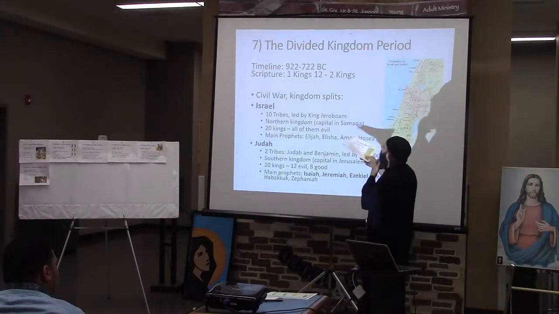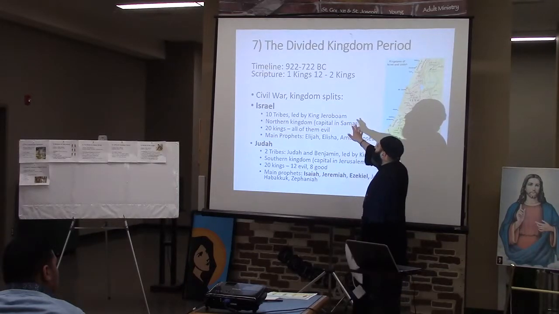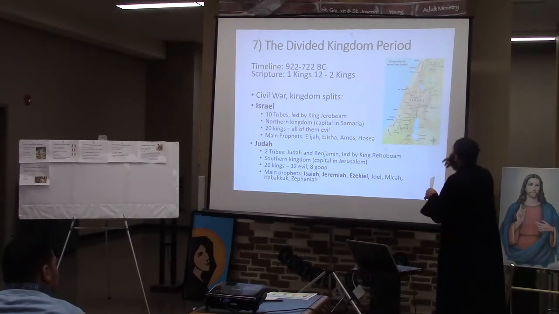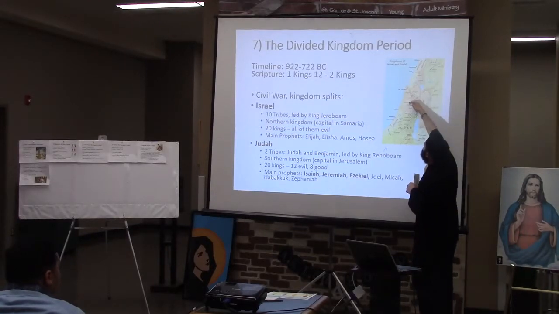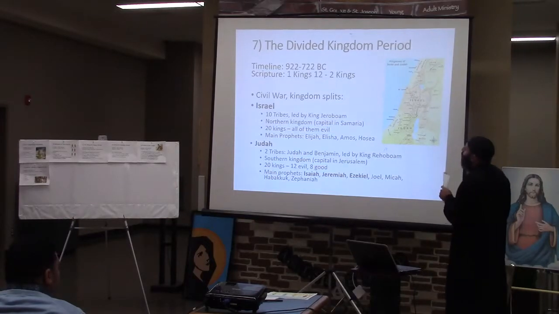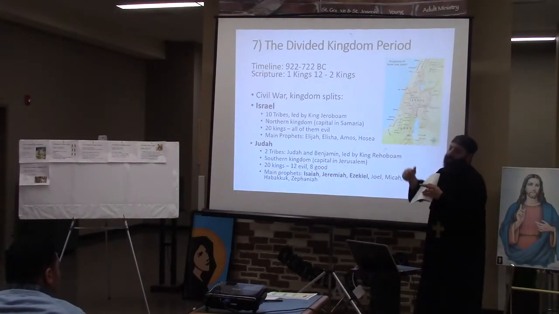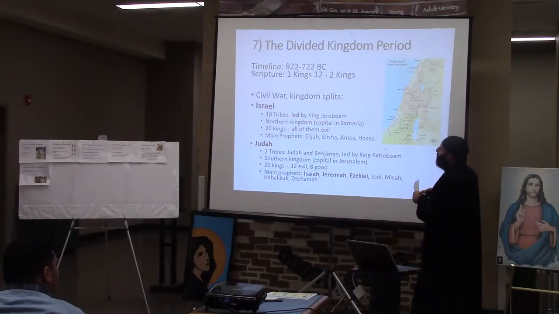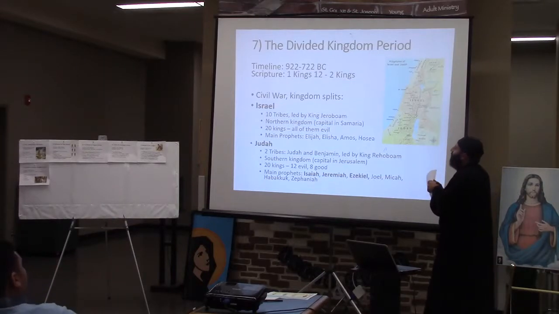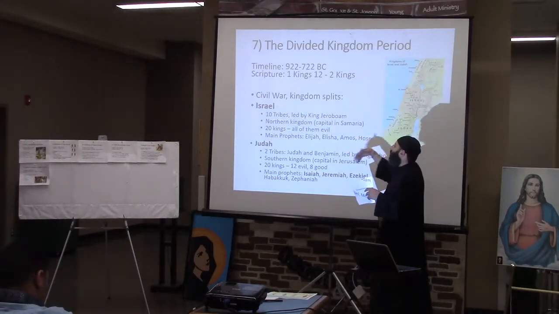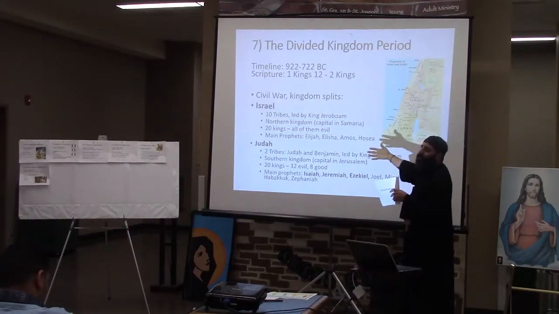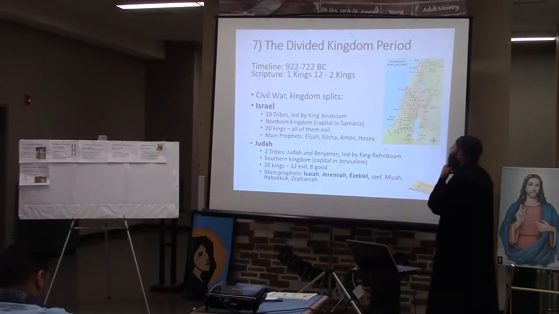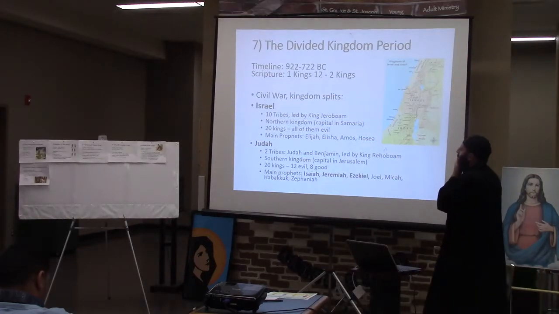Then the northern kingdom: 10 tribes led by King Jeroboam. It's called the Northern Kingdom. The capital is in Samaria. Samaria is right here. You can't see it, but this is Samaria. And then there were 20 kings after the 3 that we talked about, Saul, David, and Solomon. All 20 of them were evil. And they had prophets who were trying to warn the people: if you don't repent, if you don't change your ways, you will face consequences. Elijah, Elisha, Amos, Hosea, and probably others, but these are the main ones.